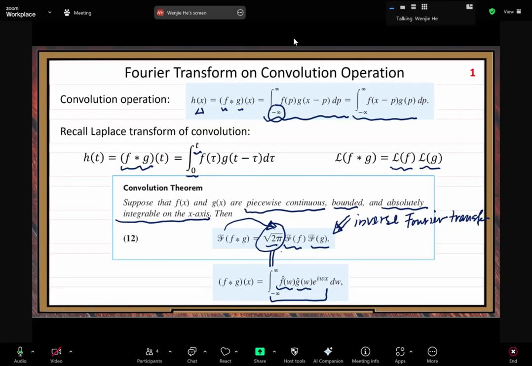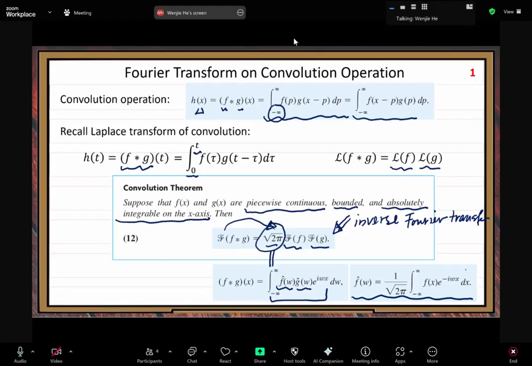Before we move to the next topic, because there is an important topic next, I want to say something about the Fourier transform. This is the definition of the Fourier transform. So I show you this original definition here.